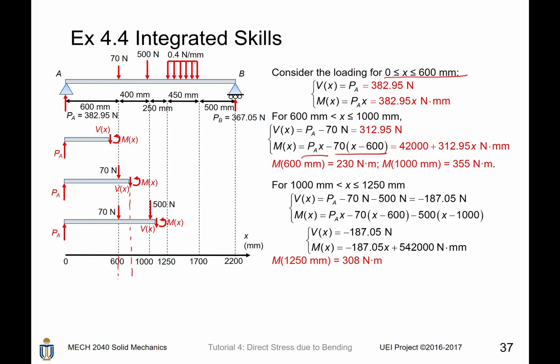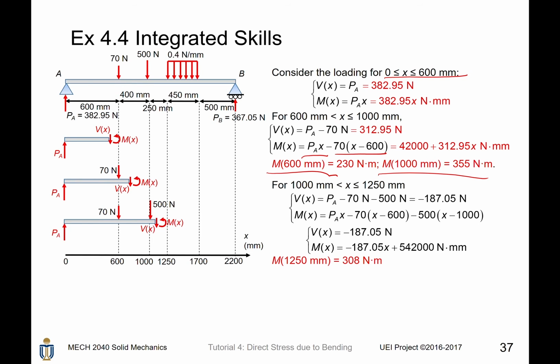The 70 Newton force will provide an arm of x minus 600, and for the force PA it will generate an arm of x. So consequently you can rewrite the moment and the shear force equation in those forms. Then you can find the moment at this position and this position as well.